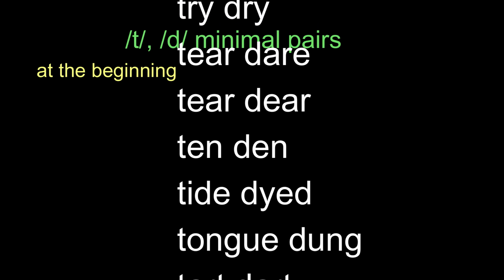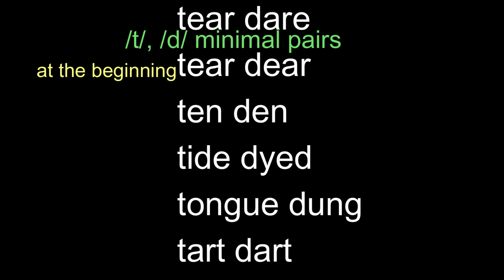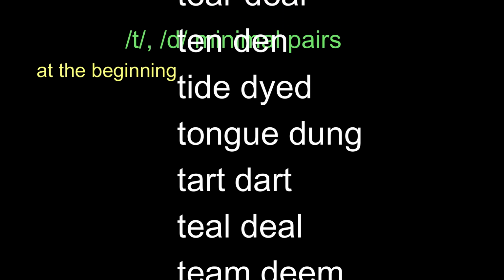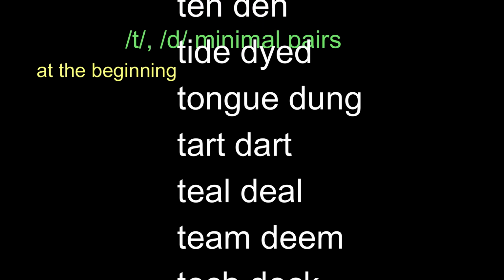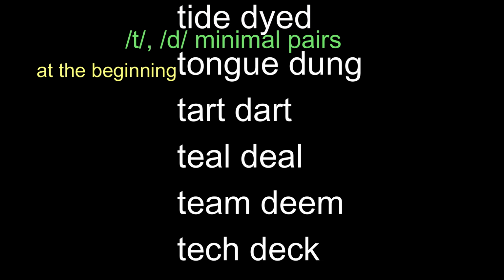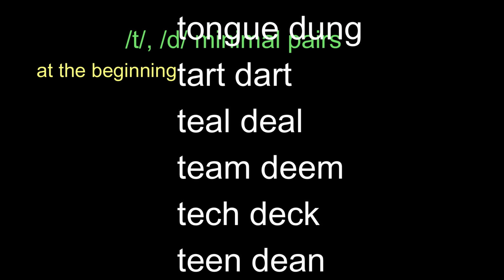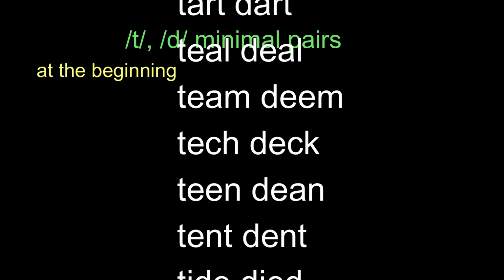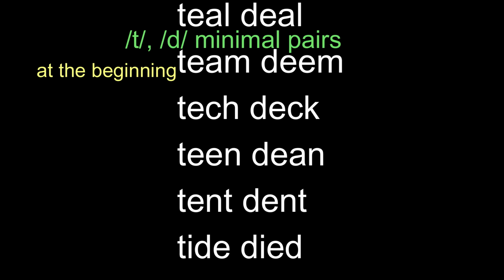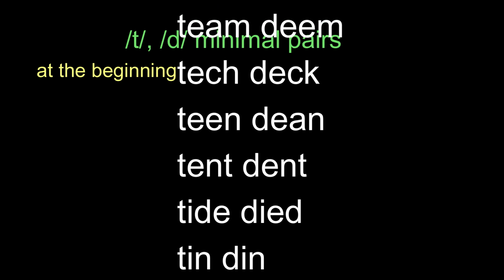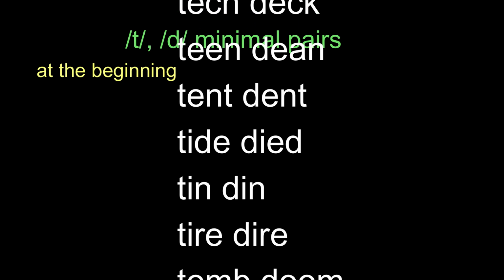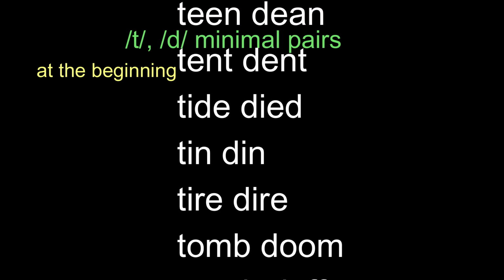Ten, den. Tide, died. Tongue, dung. Tart, dart. Teal, deal. Team, deem. Tech, deck. Teen, dean. Tent, dent. Tide, died. Tin, din. Tire, dire.